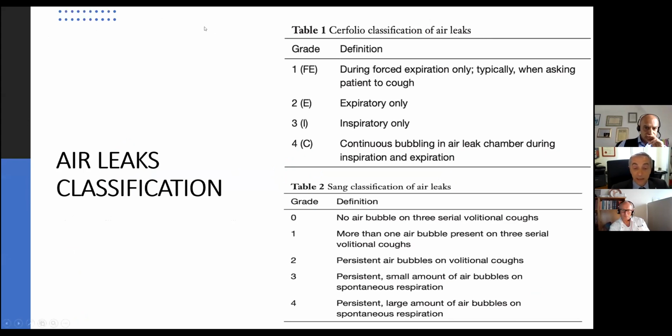The classification is, this is the standard, the old classification, the Cerfolio, because this classification takes into account what happens during forced expiration only: a bubble in expiratory only, inspiratory only, or continuous bubbling in the air leak chamber during inspiration and expiration. Another classification takes into account the number of bubbles. So this seems to be an old style classification.